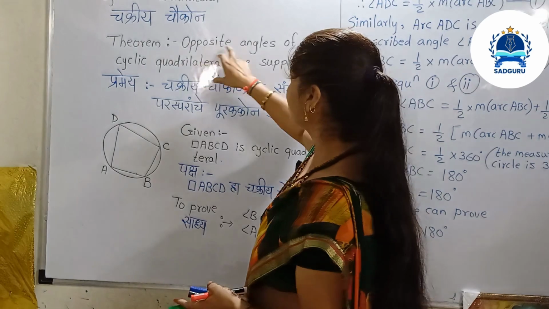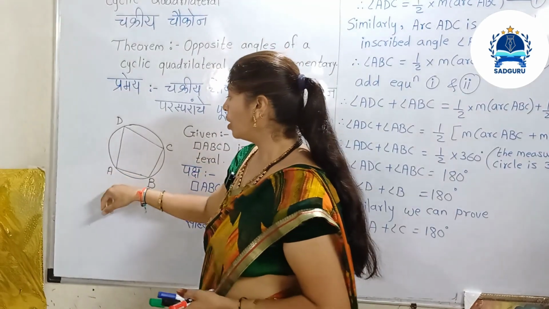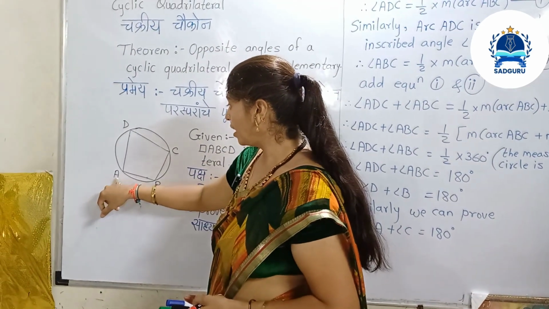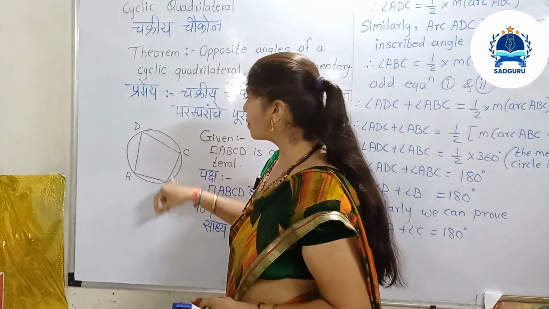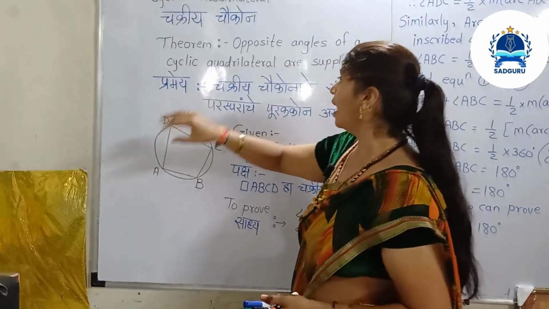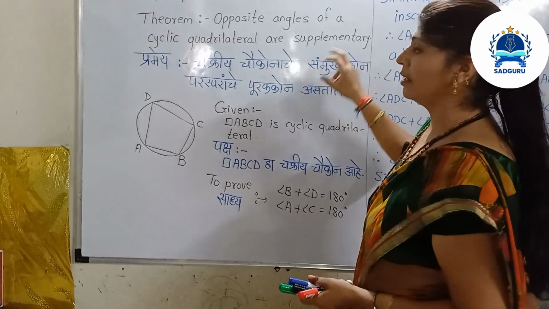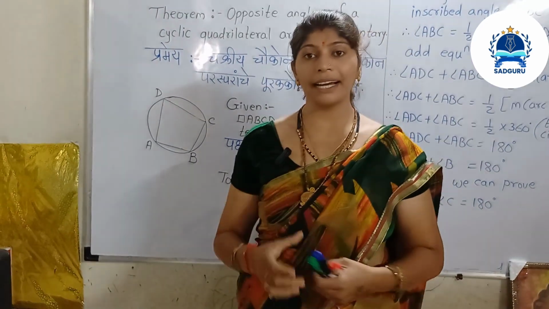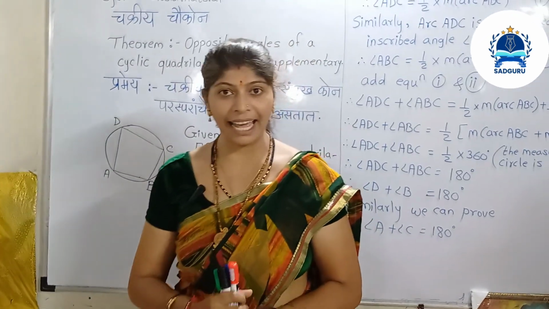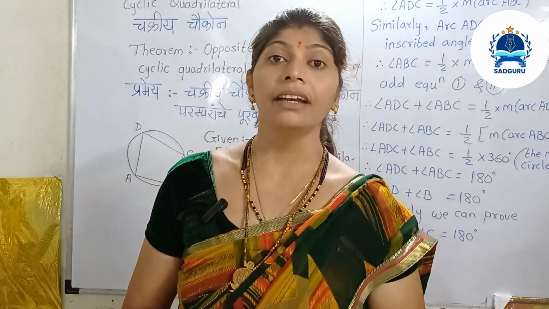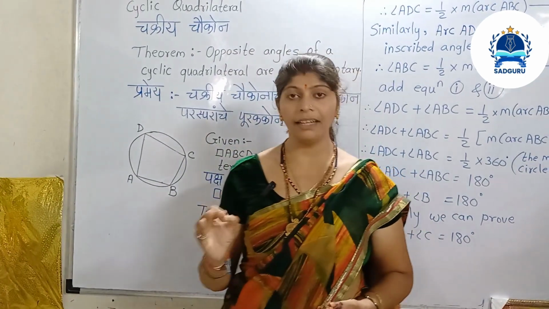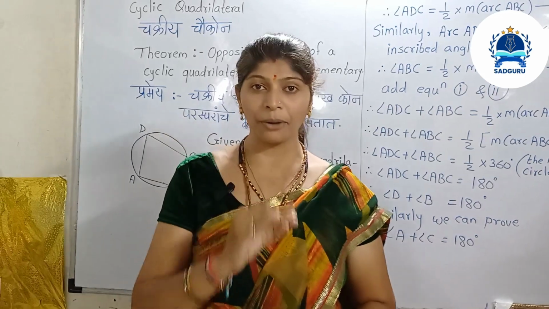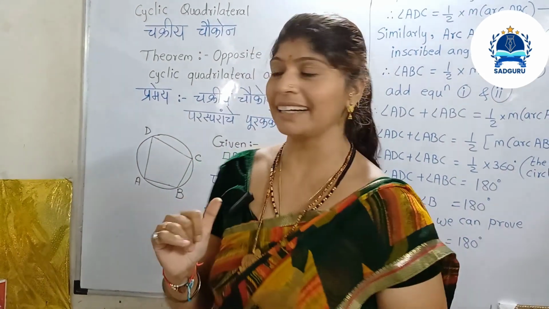Second part, what is an opposite angle? Angle A's opposite angle is angle C. Angle B's opposite angle is angle D. And these are supplementary. You know that supplementary angles have a measure of 180. If the addition of two angles is equal to 180, then both angles are called supplementary angles.